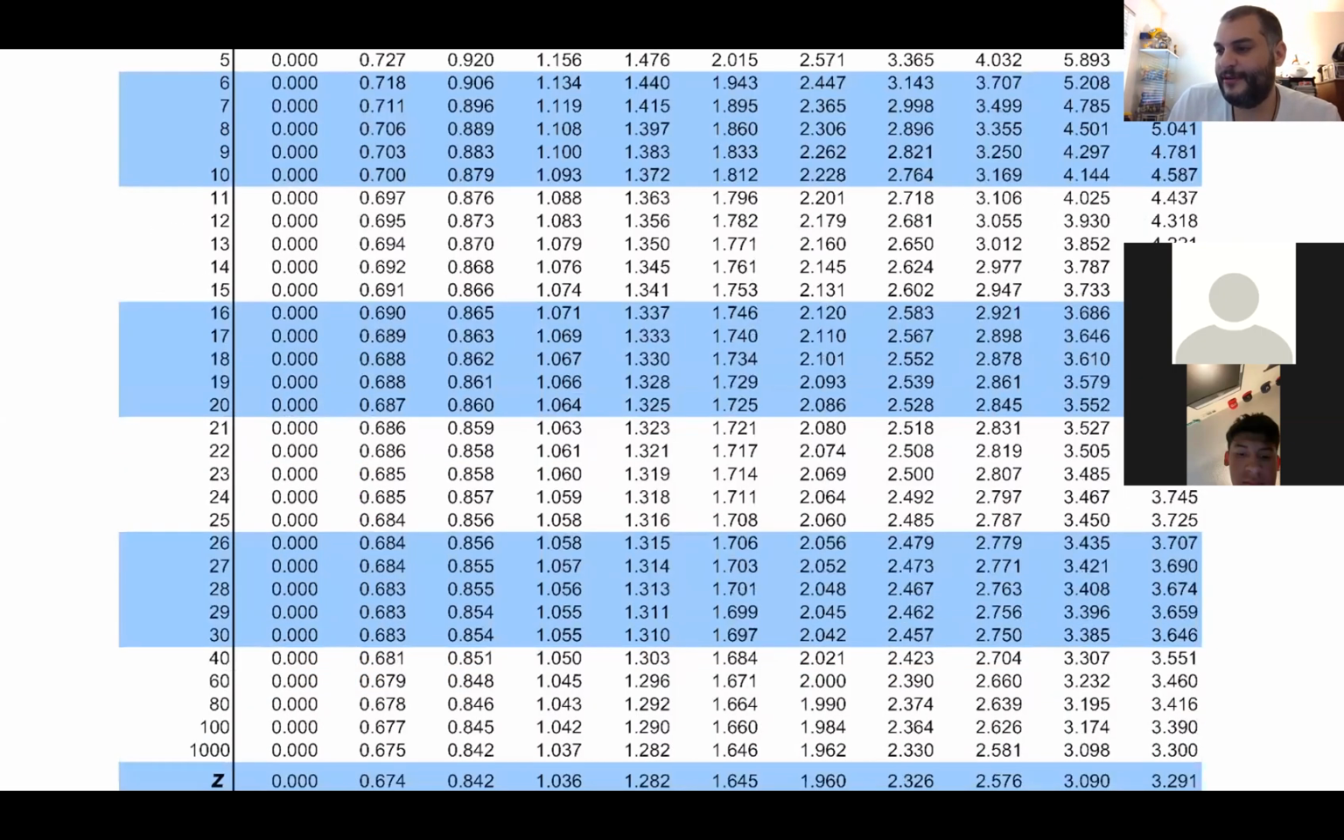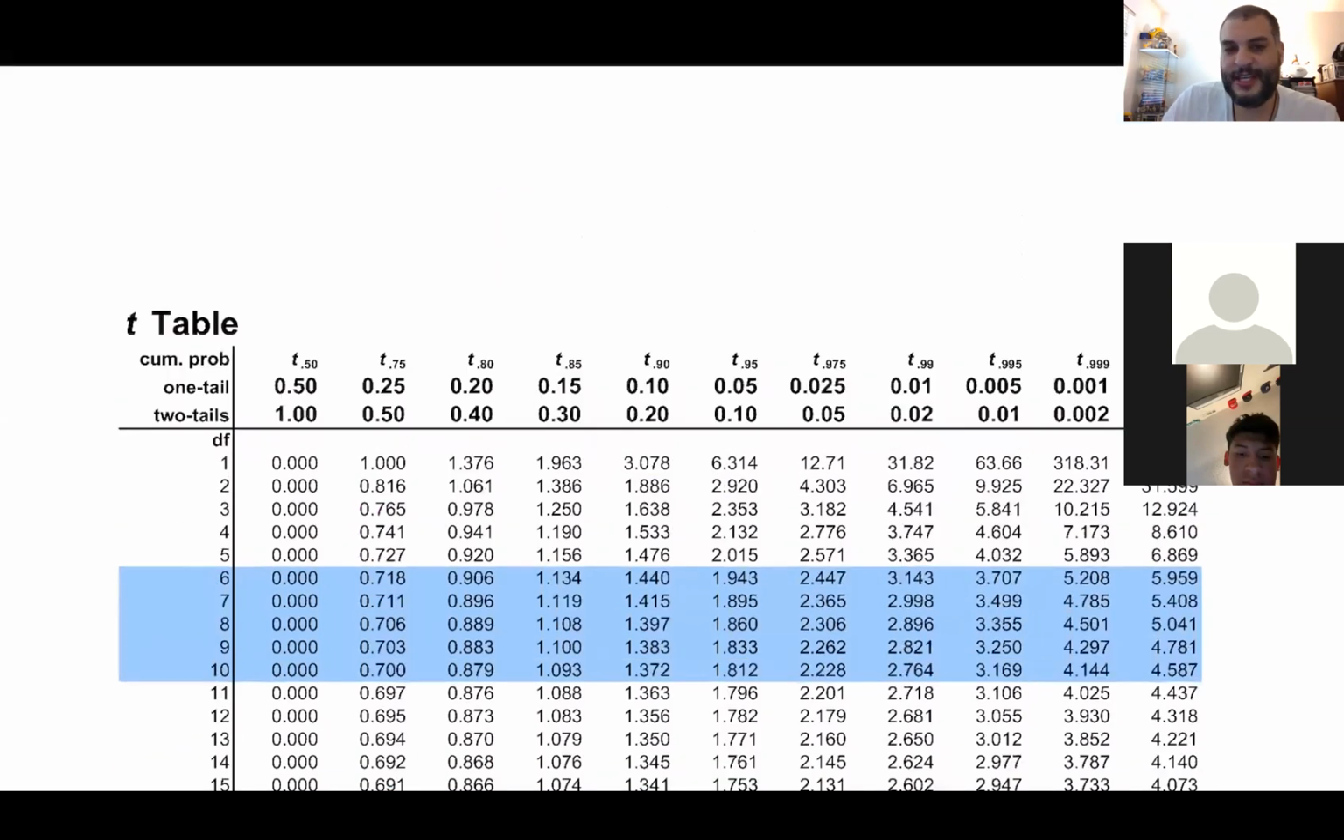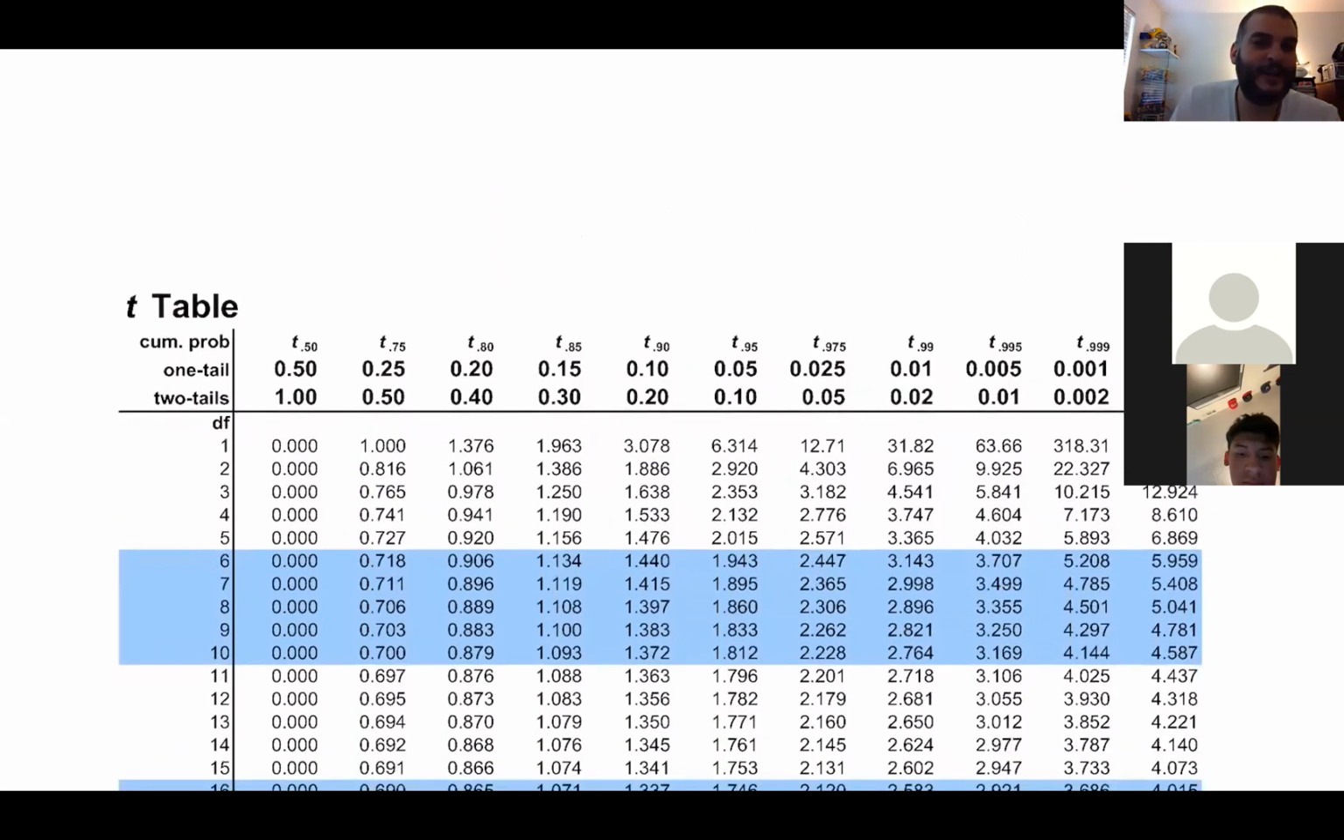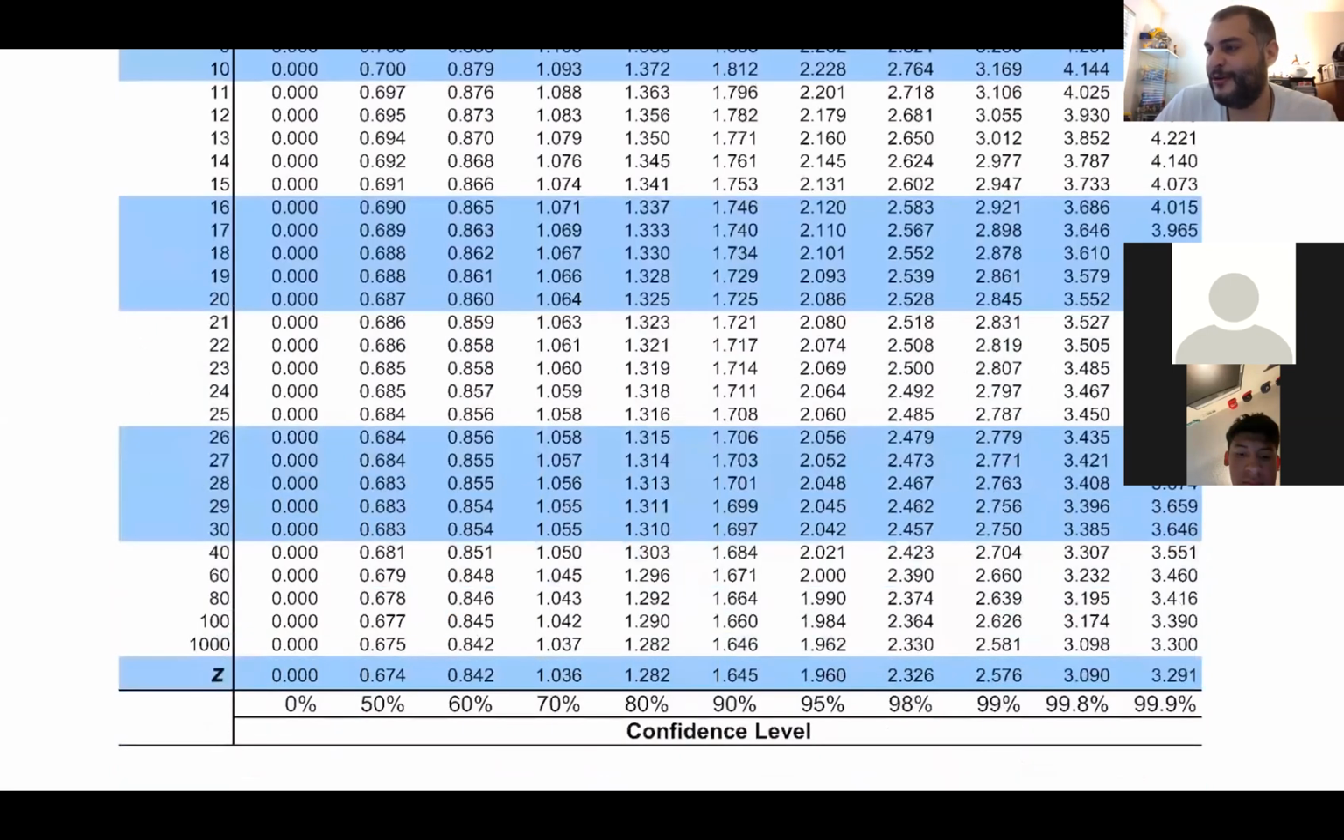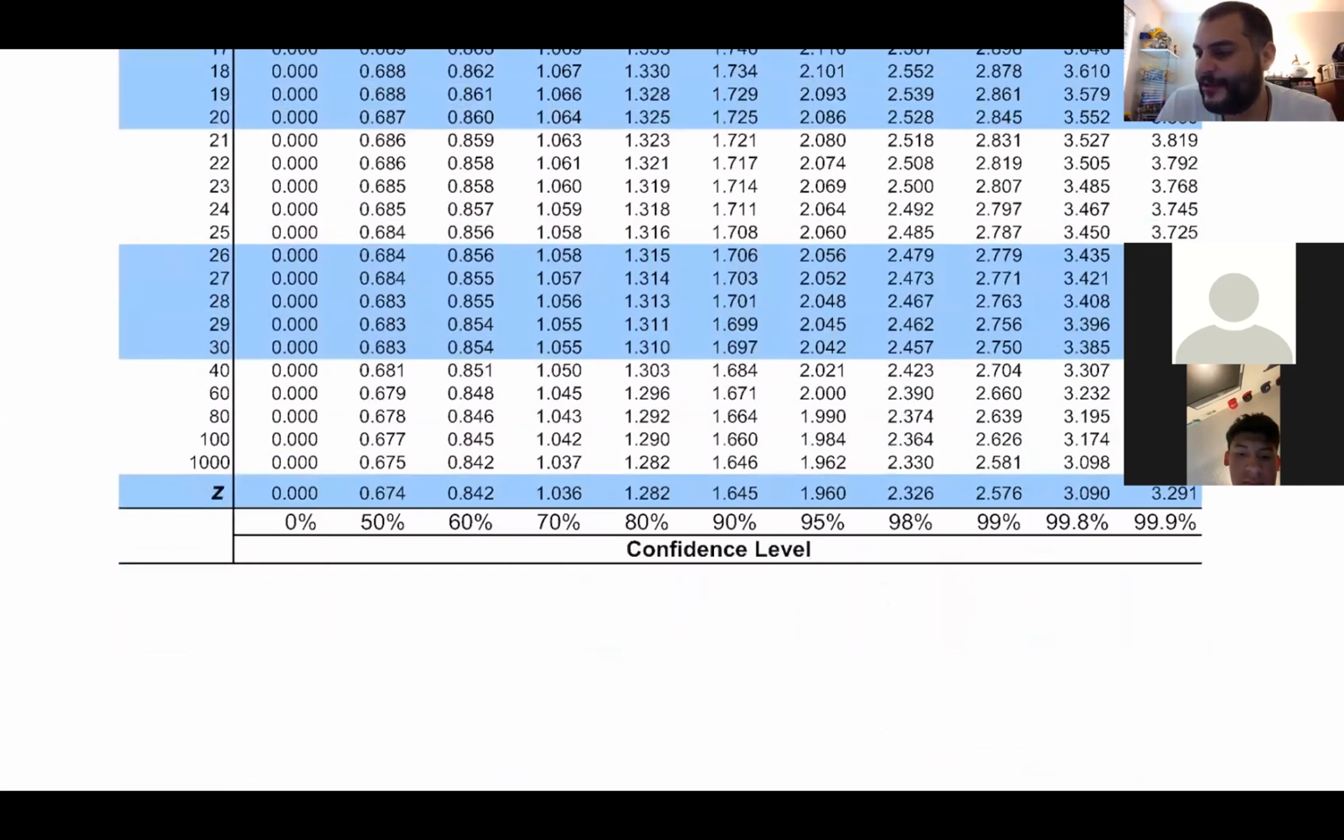So for the t-table, pretty much you can just ignore the top. The only thing you're going to use is the last 3 rows. So we're only going to focus on this portion over here.